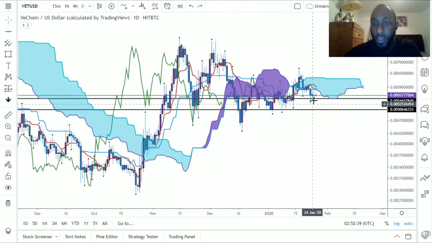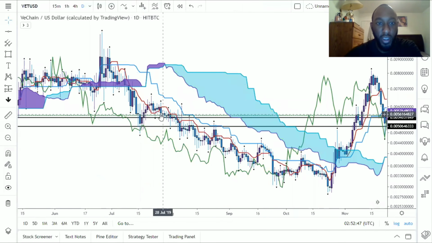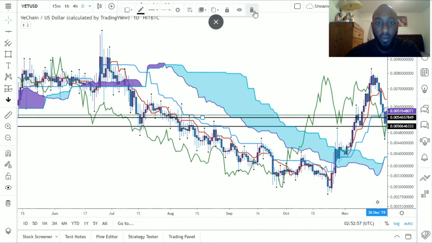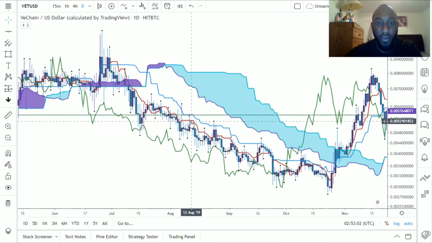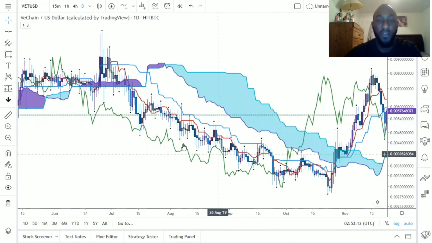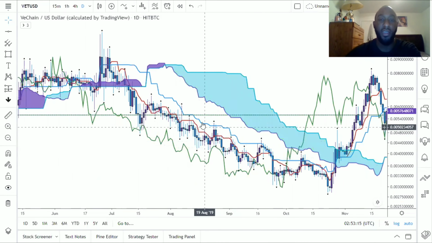Okay, right here. So you see it touched in this area, played in this area. Let's keep on zooming out. Played in here, touched right here. And you see that it bounced off a dynamic support right here. If you take this line off and look back in the past, this Tenkan-sen played as a resistance level, dynamic resistance, having price bounce off and moving further down. So you could have got in just based off of that.